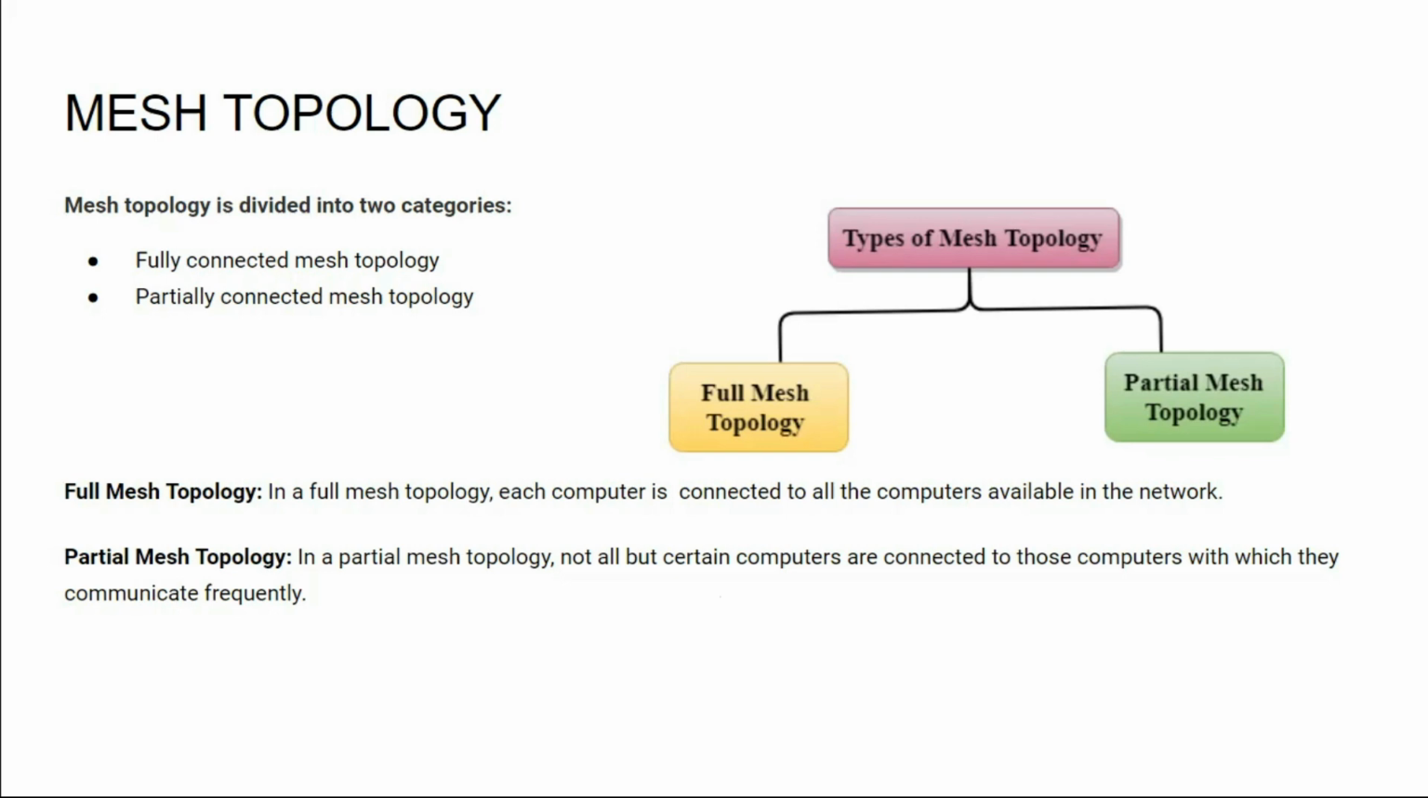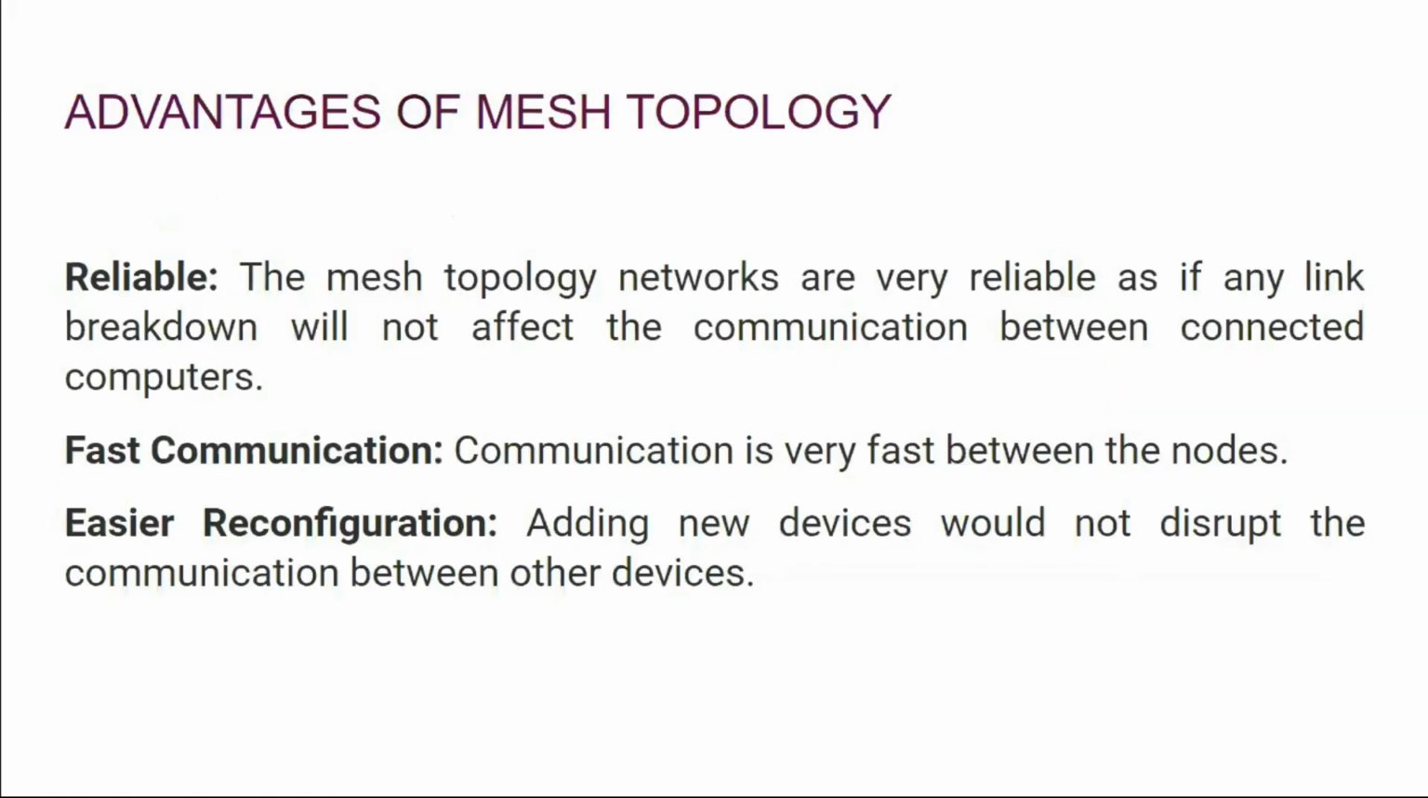For example, if A is communicating with B frequently, A will be connected with B through all the different paths. Otherwise, A will have just one connection with other computers, say C, but the remaining connections will be with B.